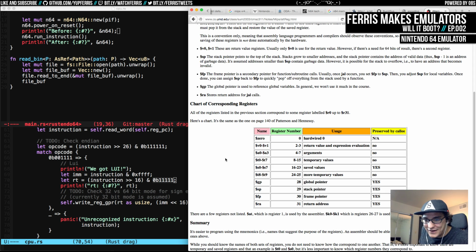Zorg, oh gosh, I can't believe I forgot that. I took a class where we learned MIPS last year. Yep.